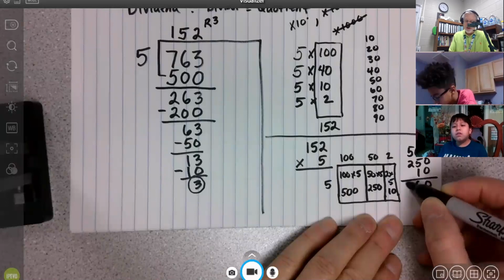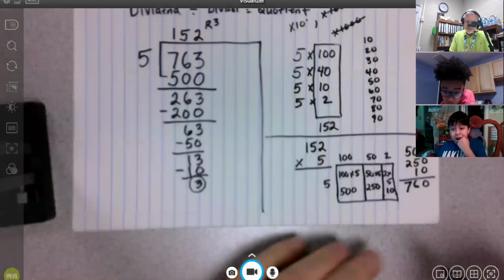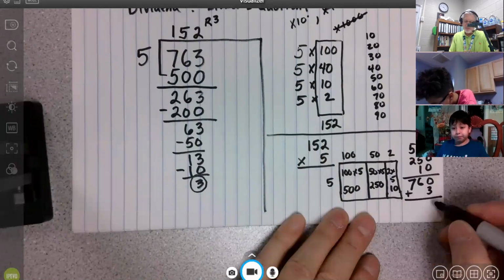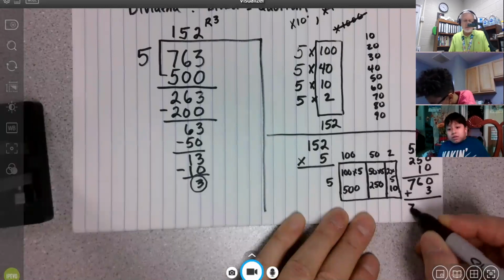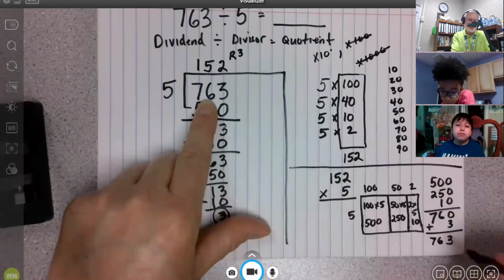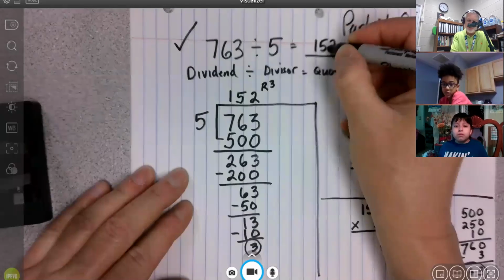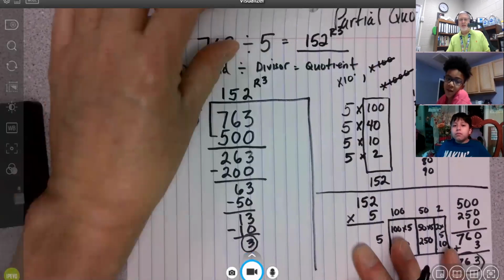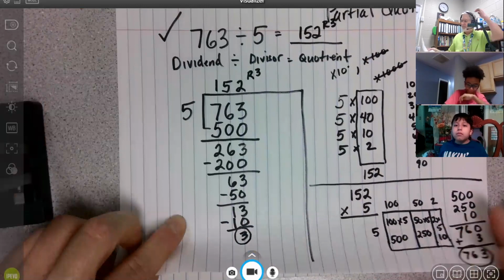Okay, now this is where that remainder comes in. I have to add that remainder. And if I add 3 to that number, what does that give me? 763. Is that the number that we started with? Yes. So that means that this checked, that answer is 152 with a remainder of 3. Okay? All right, so that's our first problem.